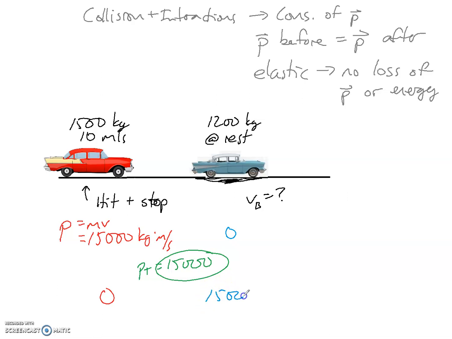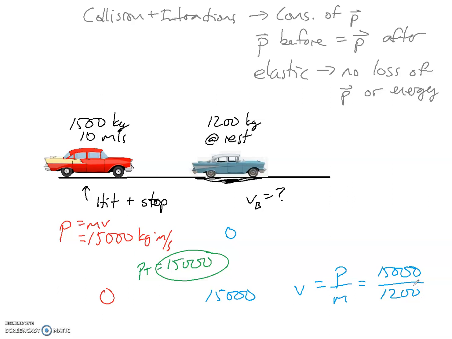So this blue car must now have all 15,000 for the momentum. So if that car has 15,000 for momentum, I can easily find out how fast it's going. Its v would be its momentum divided by its mass. So that would be the 15,000 divided by the mass of the car, which is 1,200.